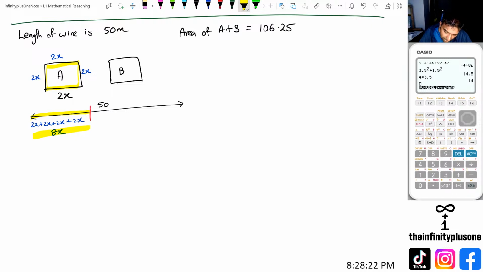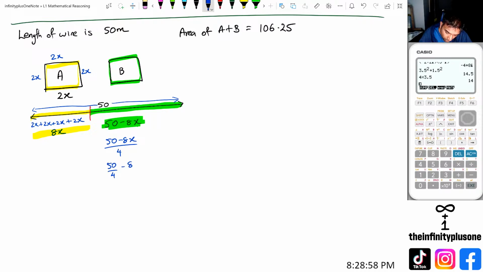Now, if this yellow part is worth 8x, the green part is going to be 50 take away 8x, because 50 is the full measurement. Now the 50 minus 8x, we have to divide by 4 because this entire green length is 50 minus 8x. So I'm going to divide that by 4, which means I've got 50 over 4 minus 8x over 4. So I got 12.5 minus 2x.